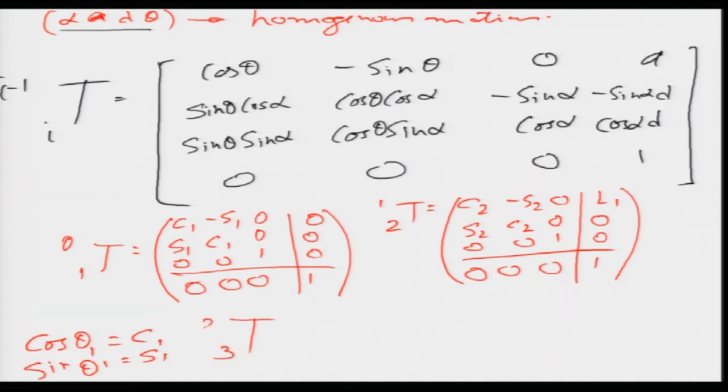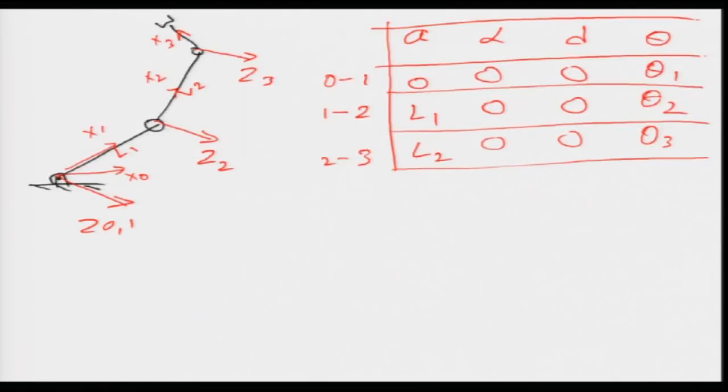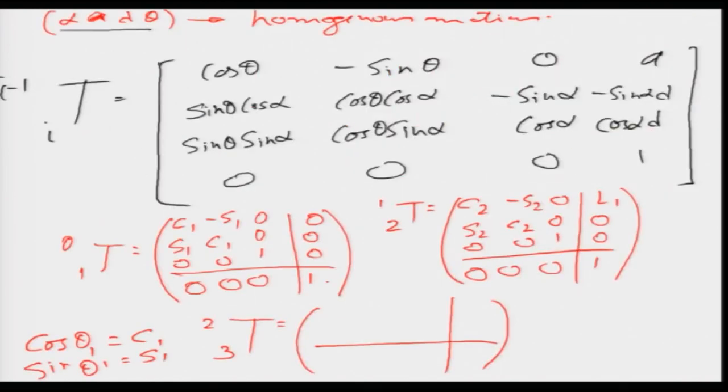If I take the relationship between the third frame and the second frame, it comes out similarly. How do I get it? I take the third row, that is L2, 0, 0, theta 3, and put it into this generalized matrix, and I get the homogeneous transformation matrix like this. This is cos 3, minus sin 3, 0, 0, 1. This is sin 3, cos 3, 0, 0, 1.